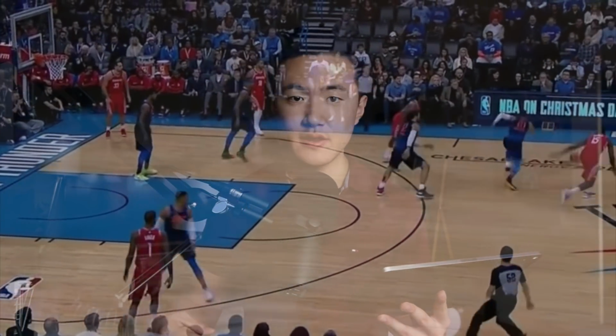For example, last season, when Andre Roberson went down with an injury, OKC's defensive rating essentially dropped from number 2 in the league to, I believe, somewhere around league average. And of course, that was reflected very heavily in Andre Roberson's on-off numbers, even when he was healthy.